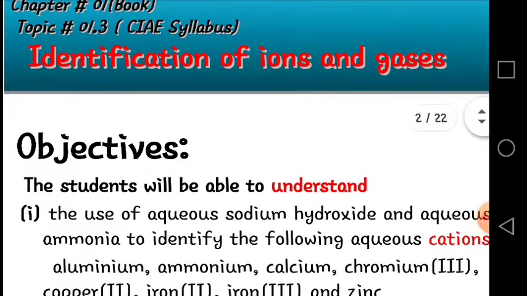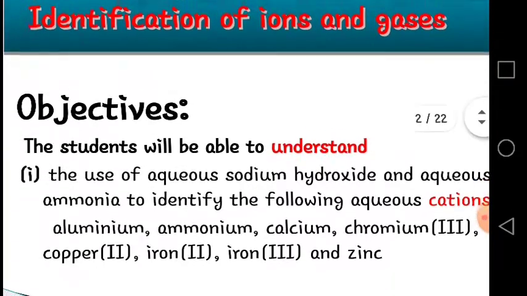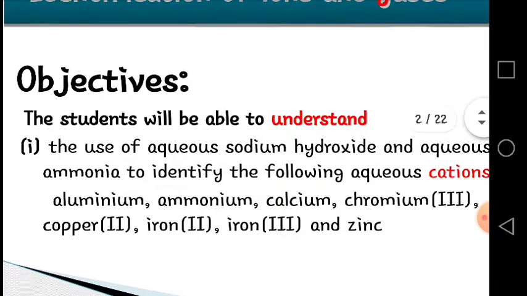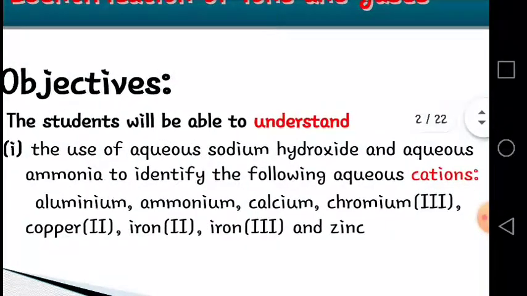The objectives are as follows. The students will be able to understand the use of aqueous sodium hydroxide and aqueous ammonia to identify the following aqueous cations: aluminium, ammonium, calcium, chromium, copper, ferrous, ferric, and zinc.